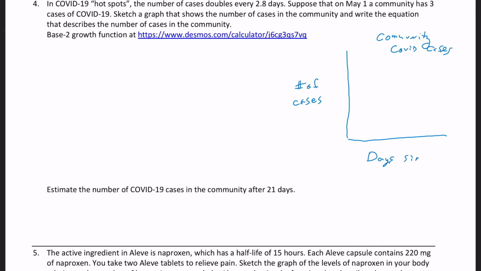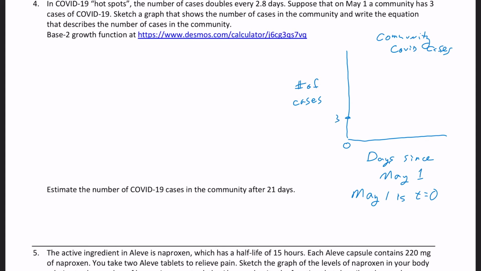since May 1st. So what that tells me is that May 1st is t equals 0. And so on May 1st at 0, it says I've got 3 cases.